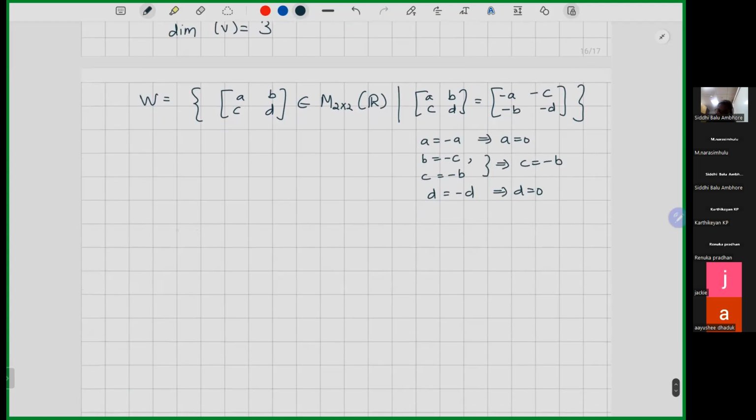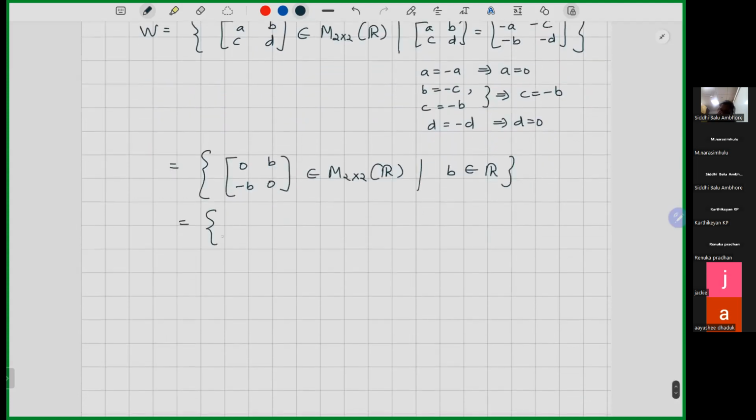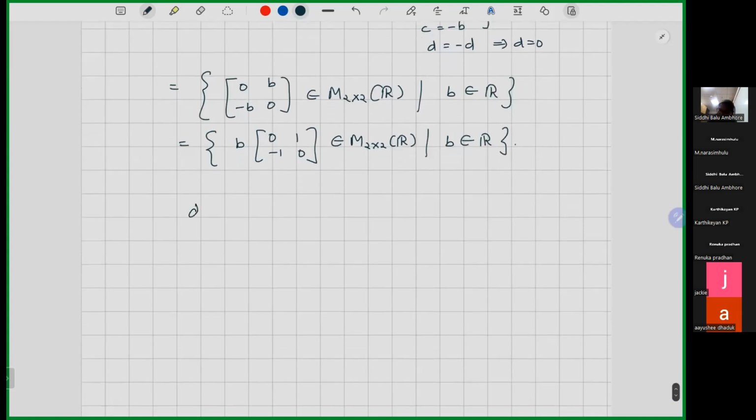So the elements are of the form A is 0, D is 0, C is equal to minus B, and here B belongs to R. And if I want to write this explicitly again, it is B times [0, 1; minus 1, 0] in M2R such that B in R. So what is the dimension of W now? 1. Okay, Ayushi said the dimension of W is now 1.